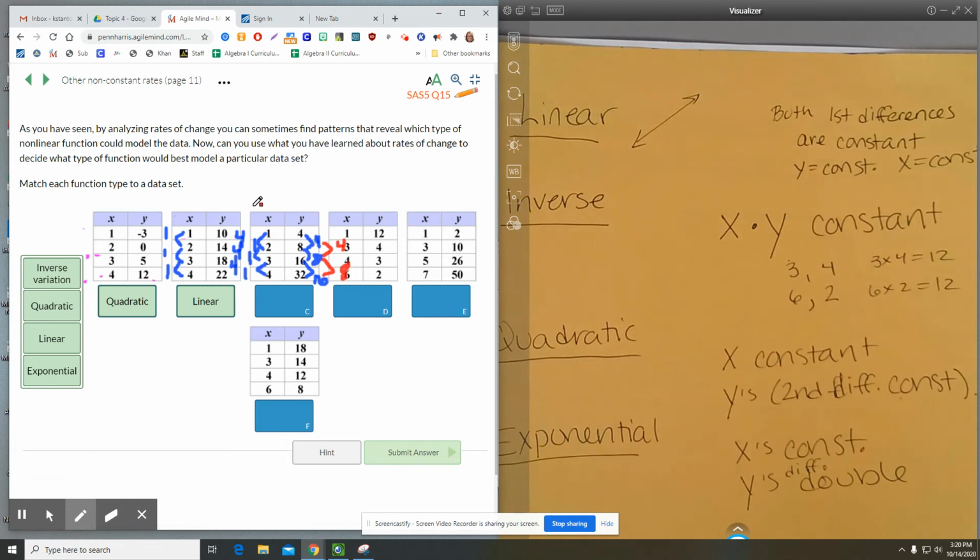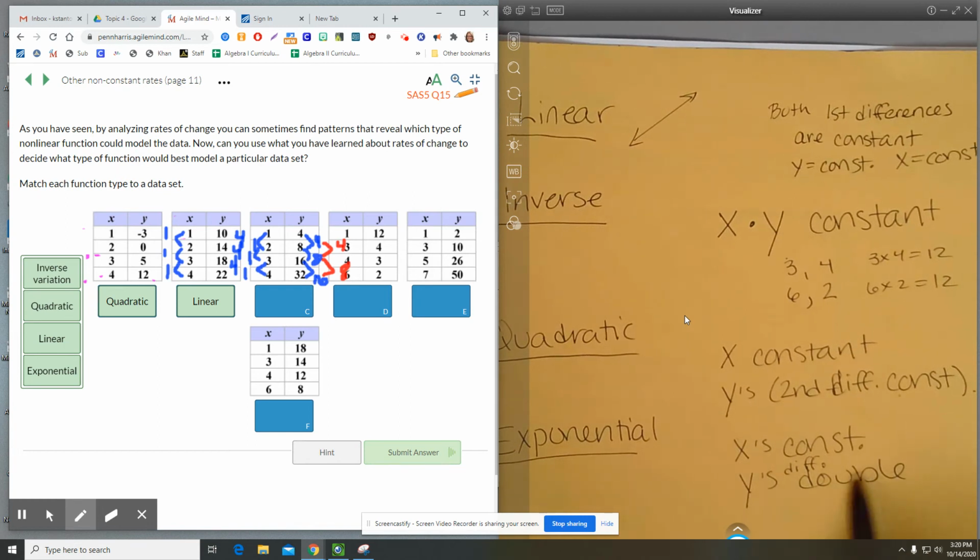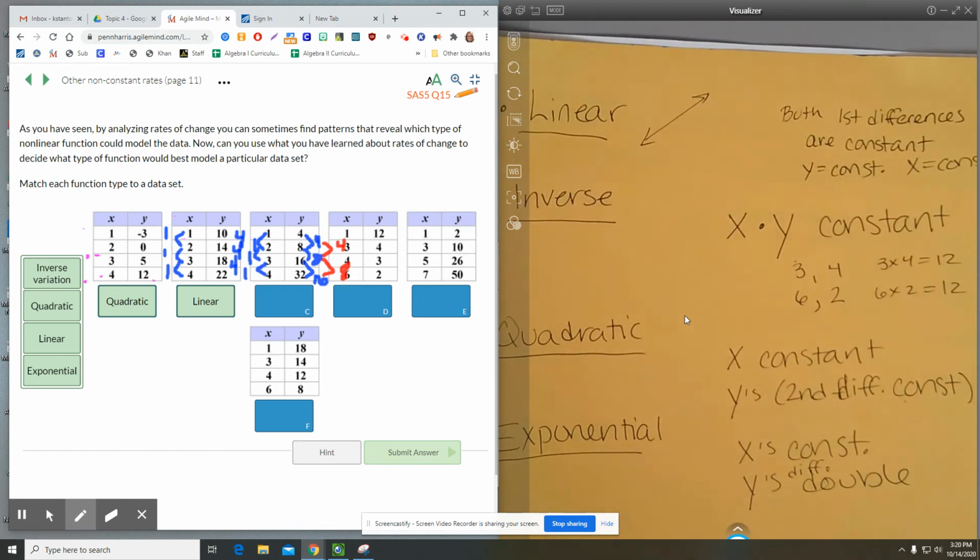4 plus 4 is 8. 8 plus 8 is 16. It's doubling. Okay, when the difference doubles, that means it's exponential. So I'm going to go ahead and drag that exponential over here, and I'm going to go ahead and erase what I have and clear this off.